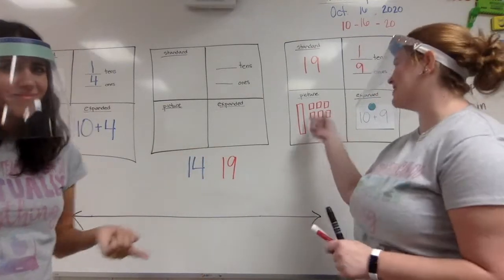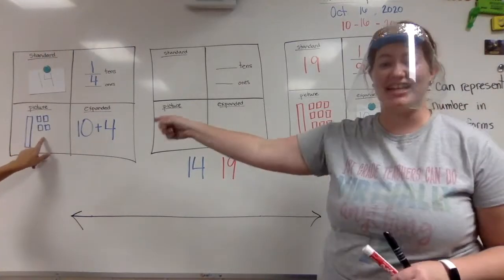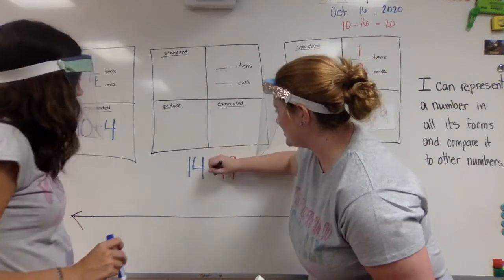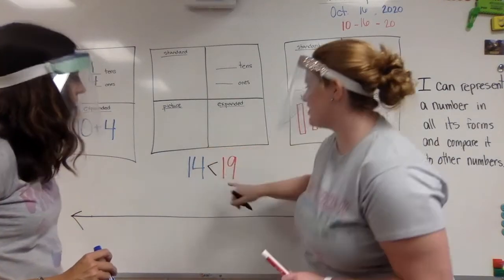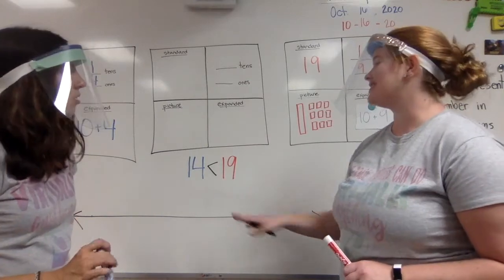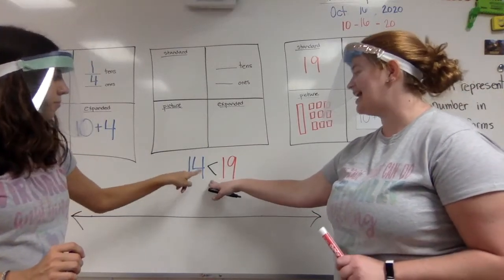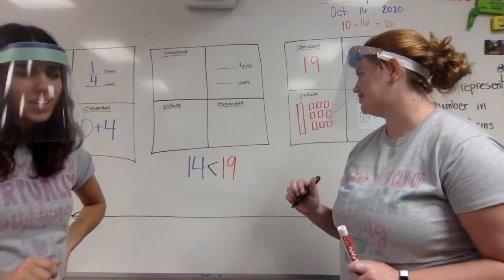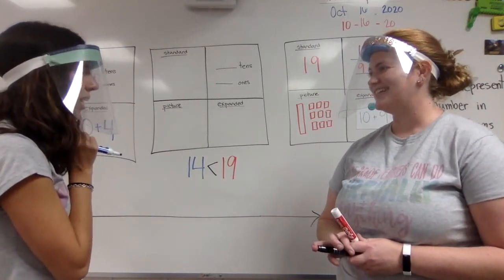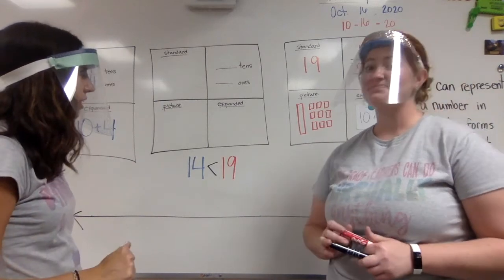And I can look at my picture form. I definitely have more drawn. So I need to put my less than symbol because I want the bigger end pointed towards the bigger number. So I could say 14 is less than 19. Very good, Miss Lime. Well, could we come up with a number that's in between 14 and 19?